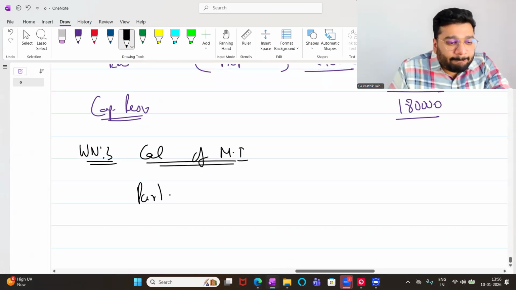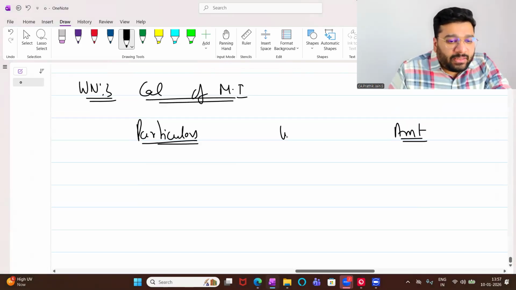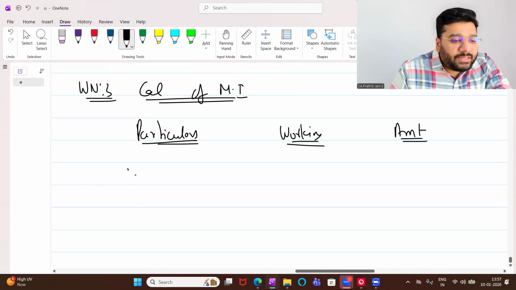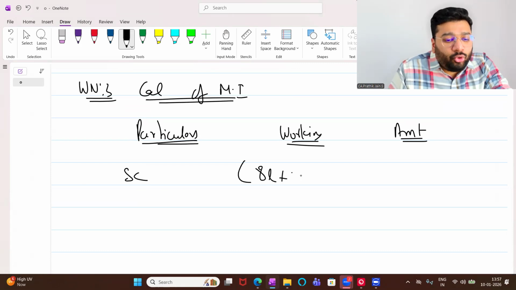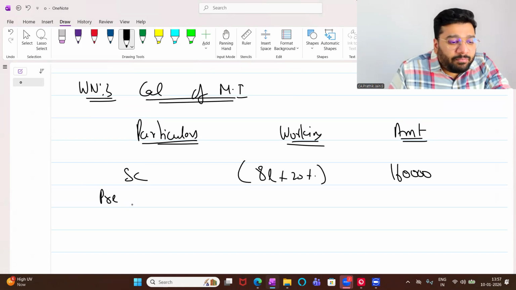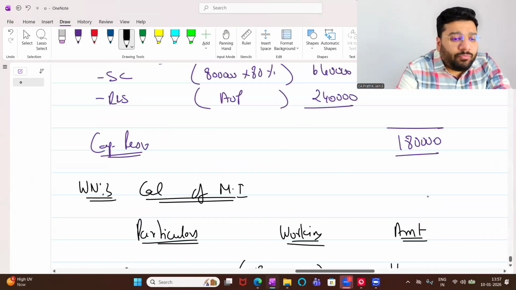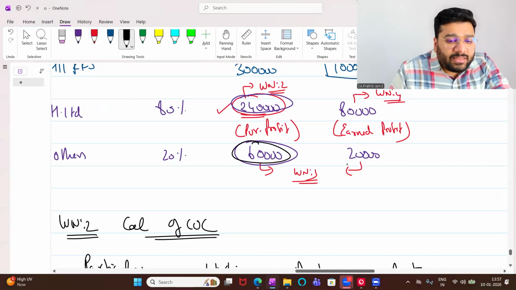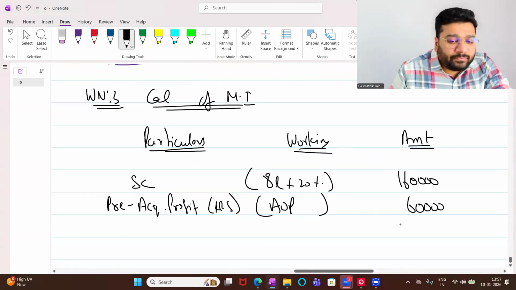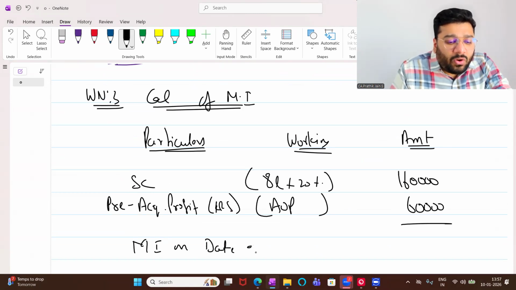Format, please. Particulars and amount. In between, working. Very good. Share capital. How much? 8 lakh into 20%. How much? 1,60,000. Then pre-acquisition profit, which is reserve and surplus. This is coming from your AOP. How much? 60,000. Sir, where in AOP, sir? Here it is. Pre. And this is 20 post. But I'll add these both. I will call this minority interest on date of acquisition.